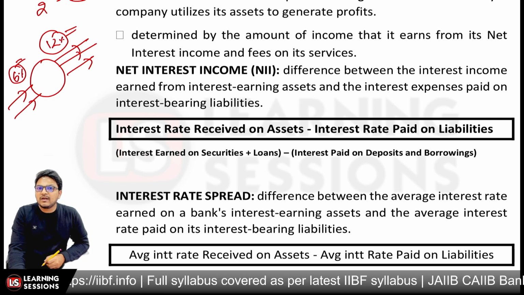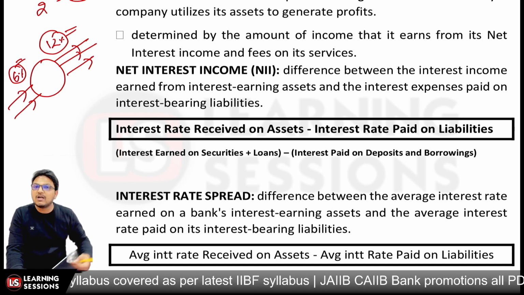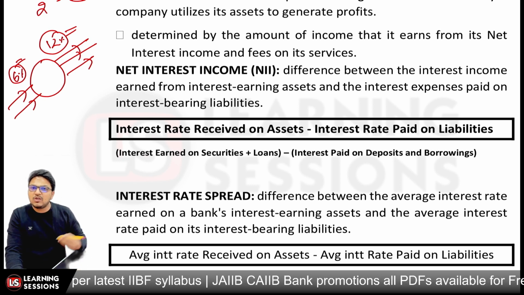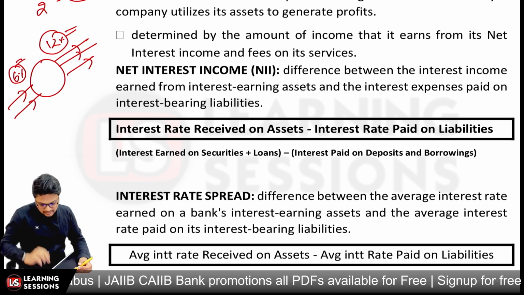So it can also be rewritten as the interest earned on securities. Whatever interest you have earned on your assets or the loans, and whatever interest you have been paying on the deposits or the borrowings, that will give you the net interest income, right?